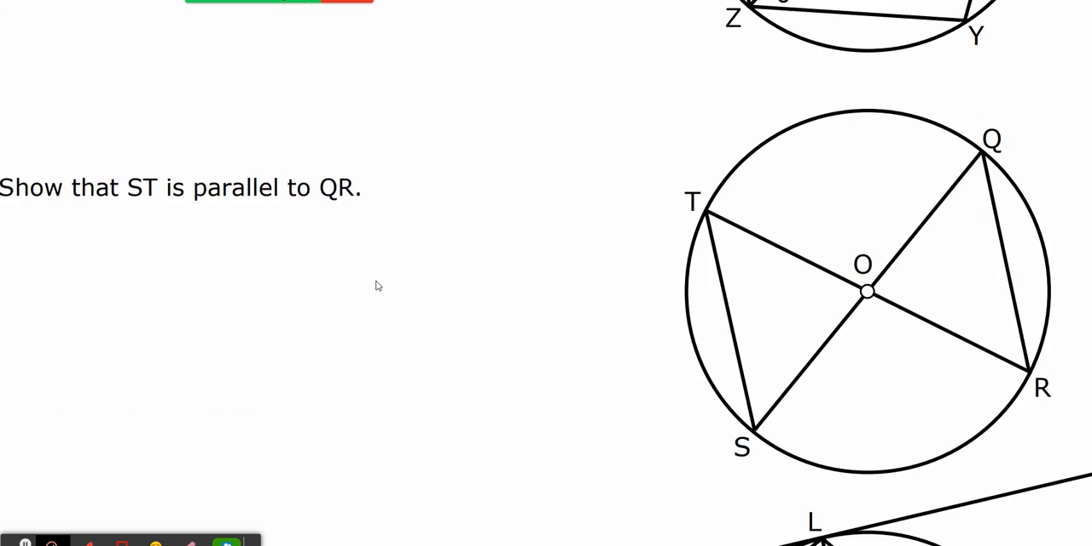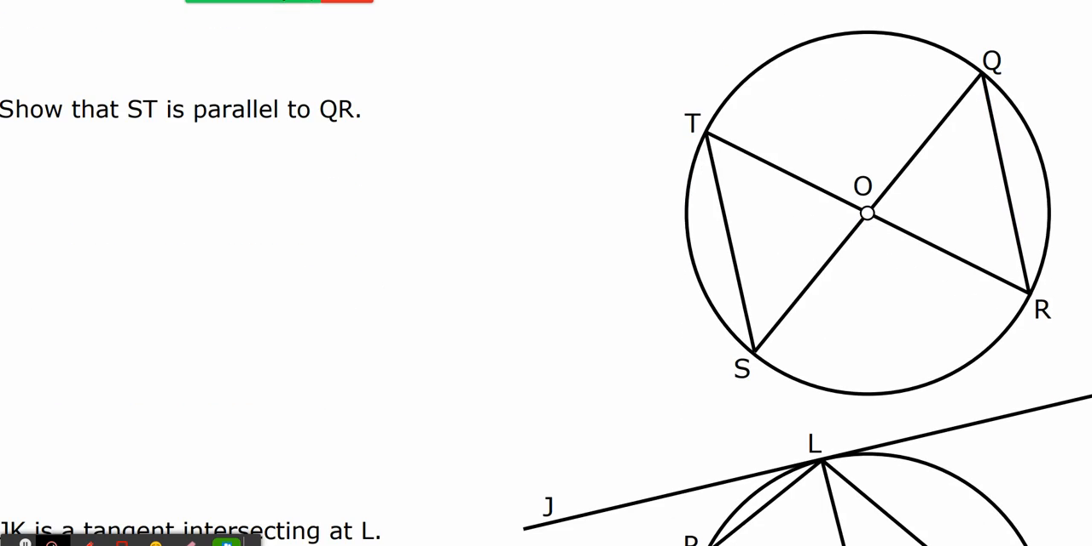Let's have a look at the next one. Show ST is parallel to QR. So we want to show that these two are parallel. When it comes to parallel lines, you can prove corresponding angles, you can prove alternate angles, you can also prove co-interior angles. Any one of those three.